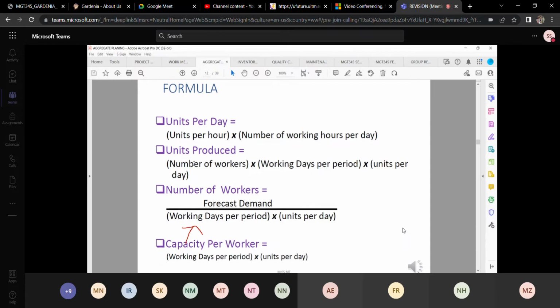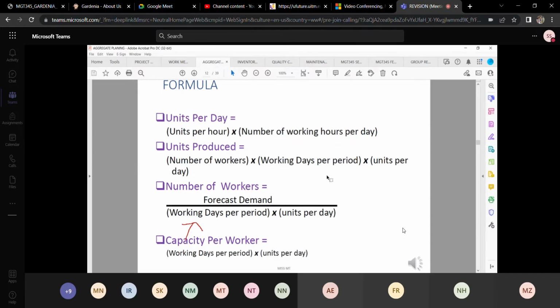So these are the formula. Okay, you should know one by one, the units per day, unit produced, number of workers, capacity per worker. But for the number of workers, capacity per worker, this formula will only be used in the varying workforce strategy or the hire and layoff strategy. These two formula.